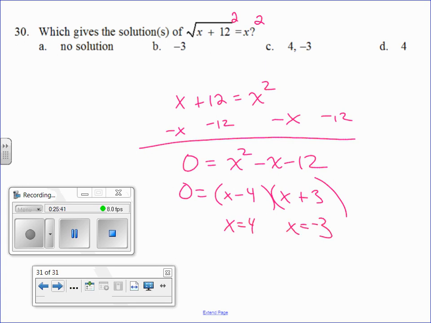Now, you should definitely check these. If you would go to put your 4 in for x, it'd be the square root of 16 equaling 4. That'd be fine. But if you go to put your negative 3 in for x, it'd be the square root of 9 equaling negative 3, and you can't have that happening. So that's one of those extraneous solutions we used to chat about. We're just going to go with the 4.